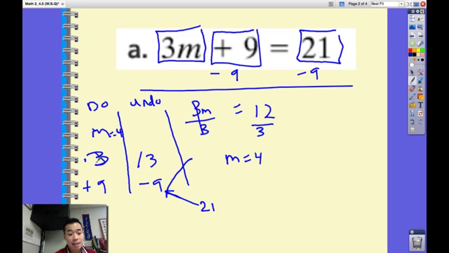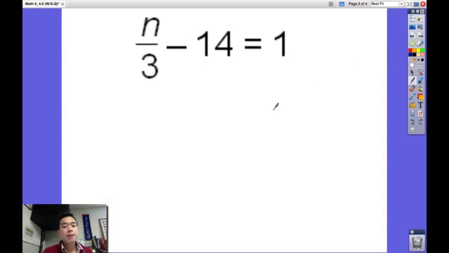4 times 3 is 12. 12 plus 9 is 21. See, you're describing it, and then you're doing the inverse, and you're checking your work at the same time. Okay, last example.